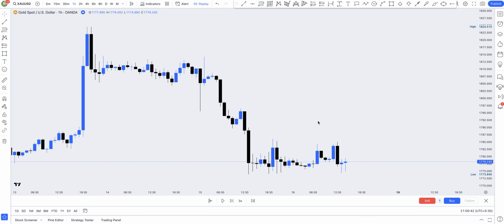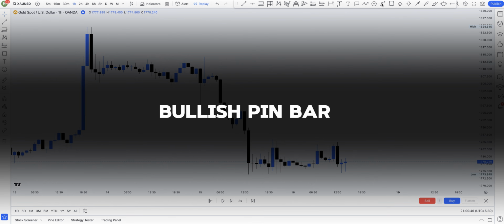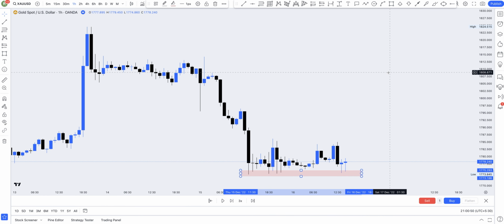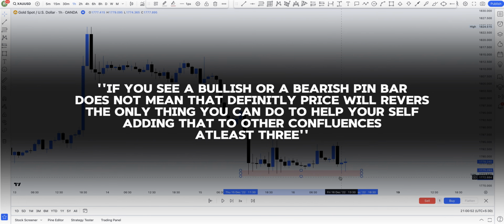We've already talked about the bearish pin bar, and now we want to talk about the bullish pin bar. So this is my resistance zone. Now take note, if you see a bullish or a bearish pin bar, it does not mean that price will definitely reverse. The only thing you have to do to help yourself is add that to other confluences. It can be support and resistance, it can be a trend line, at least 3 confluences.